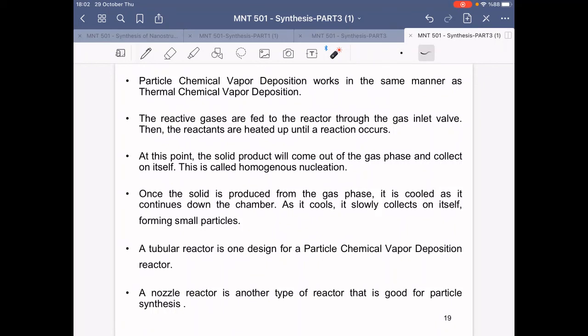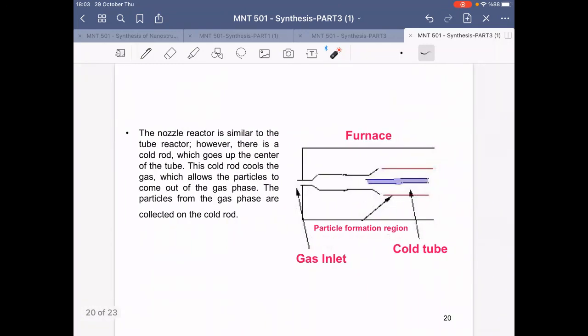Okay. Sometimes a nozzle reactor is used. A nozzle reactor is something like that. You have the cold tube here. It's similar to the tube reactor. However, there is a cold rod which goes up to the center of the tube. This cold rod cools the gas, which allows the particles to come out of the gas phase. So you see, it's the combination of all the things that we had heard about until now.